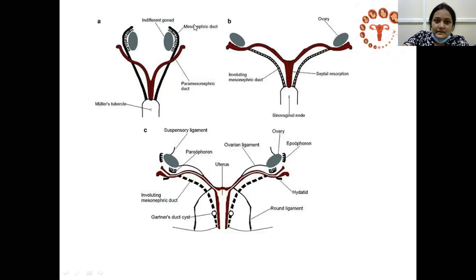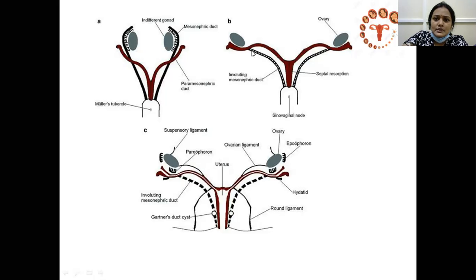See, the same is represented here. This is the genital ridge. This is the mesonephric duct or the Wolffian duct. And here develops the invagination of the coelomic epithelium, which will give rise to the paramesonephric or the Mullerian duct. And here you can see during the development, there will be descent of the gonads.